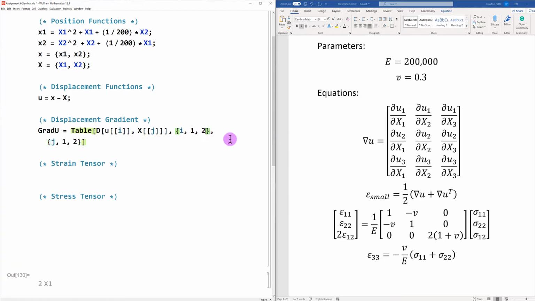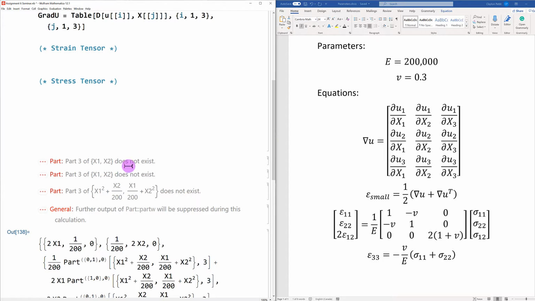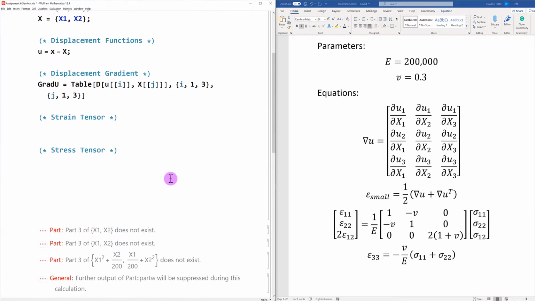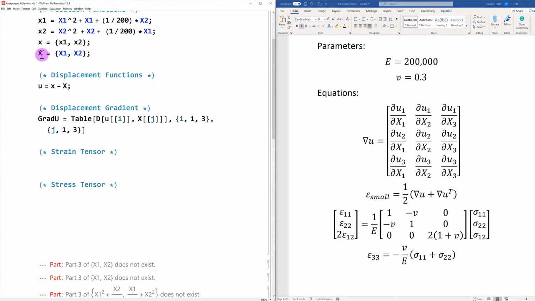Now, if I were to go 3 by accident, Mathematica is kind of smart in that it says something's wrong, Clayton. You did something wrong. Because if I look, I get a bunch of errors. And the error says part 3 of this does not exist. So remember, I'm taking the components of a vector. And if I look at my vector x right here, it has 2 components. So if I put in 3 here, it's saying that I want to take the third component. But there is no third component. So if we try to do 3, something will go wrong.